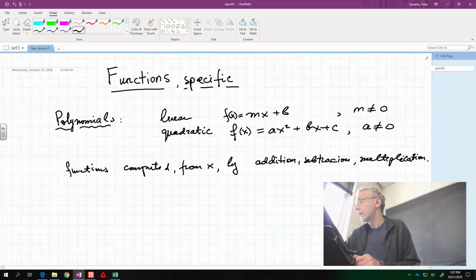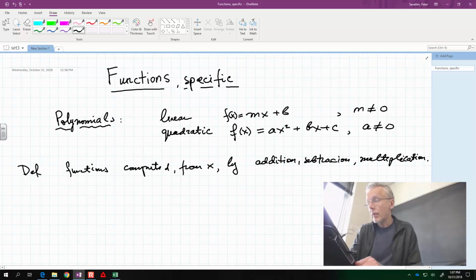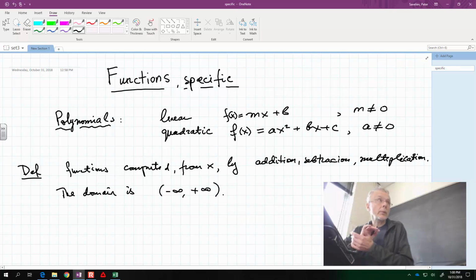First of all, there's no division, so there's no chance of dividing by 0. There won't be any trouble in that respect. There are also no other functions involved: no square root, no trigonometry, no exponential function. We use only these three algebraic operations, and at no point can you divide by 0. So right away we conclude that the domain is negative infinity to infinity. That will make our life easier.